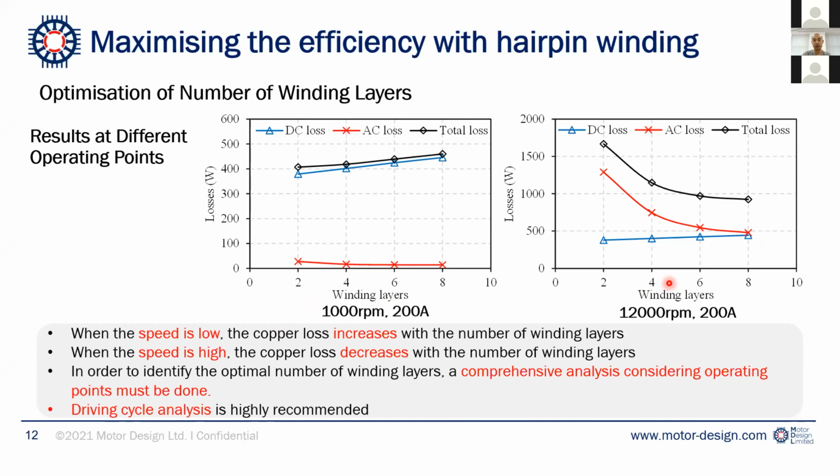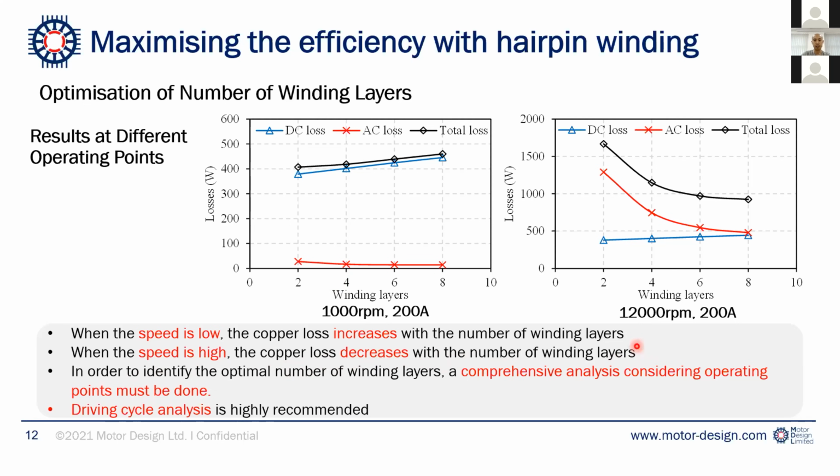But when the electric motor speed gets high, the benefit we can see here is that the AC losses decrease significantly with the winding layers. And at this operating point, the AC loss is dominating, so the total loss will also decrease significantly with the winding layers. So here are some conclusions. When the speed is low, the copper loss increases with the number of winding layers. When the speed is high, the copper loss will decrease with the number of winding layers.